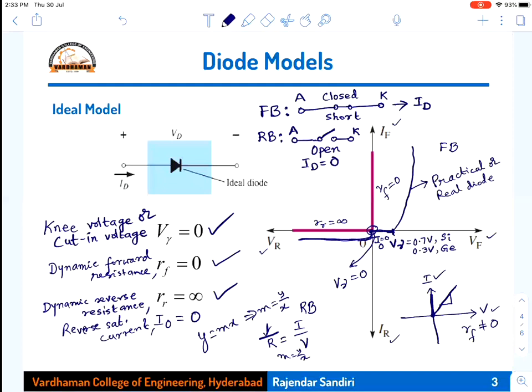The pink color one is the ideal diode. Okay, so the ideal model in this case is a switch: closed switch, open switch, simple switch, ideal switch.